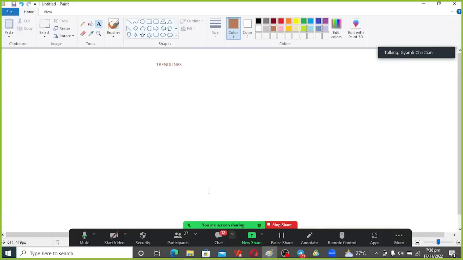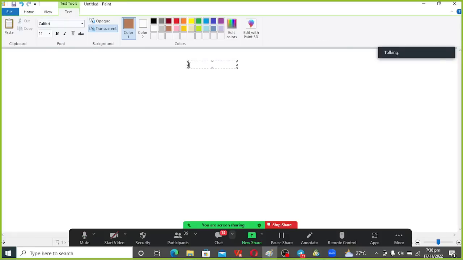So this evening we are looking at trend lines. Kindly get your notebooks, your pens or pencils so that you put down some points. Okay, so we are going to look at trends and lines.